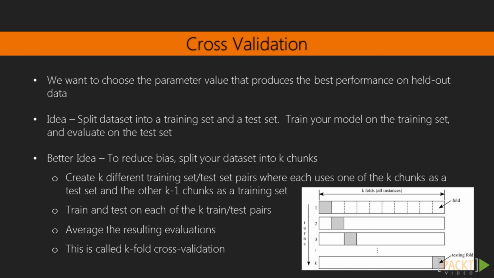This gives you k different training and test set pairs, where for each pair, one of the k chunks is used for testing, and the other k-1 chunks are used for training. Now you can perform the same process as before k times, each with a different training and test set, which results in k different test set performance values. The average over these values will give you a more unbiased estimate of your model's generalized performance. This technique is called k-fold cross-validation.